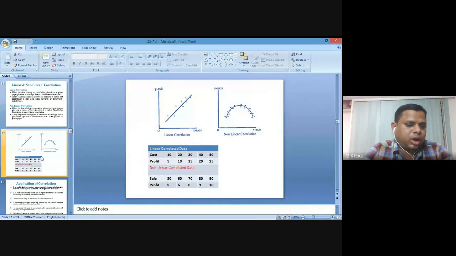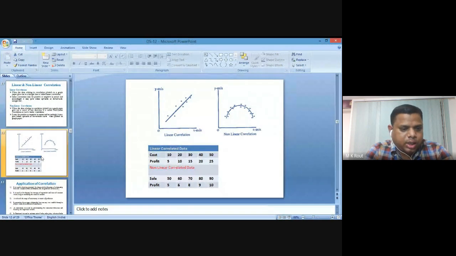Similarly, if you go to non-linear correlated data, suppose sales versus profit, sales should range from 50 to 90, but in the case of profit, it is 5 to 10. So if you plot this data on graph paper, it should provide a curved line in any direction, whether the x direction or the y direction.